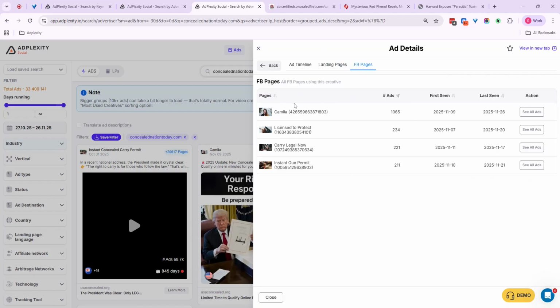Then furthermore, you can see which are the Facebook fan pages that this person is using to run these ads. In this case, a big portion of them, I would say half or more than half, is running from a fan page that is named Camila. Instead of License to Carry Legal Now, Instant Gun Permit, it's just a person. This might give more credibility at the moment the user sees the ads. But as always, this is something that we encourage testing. We've seen a lot of fan pages just with people's names instead of companies or vertical names. So that's something that we see more and more.